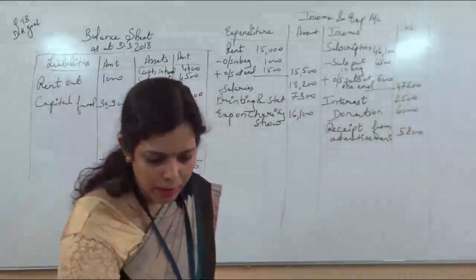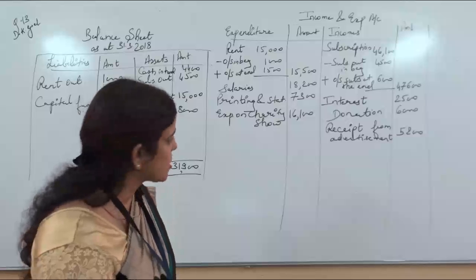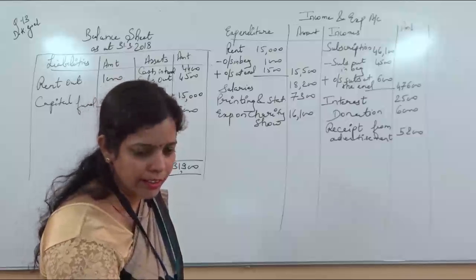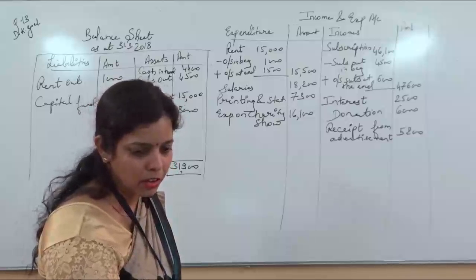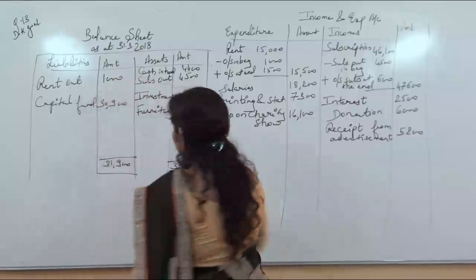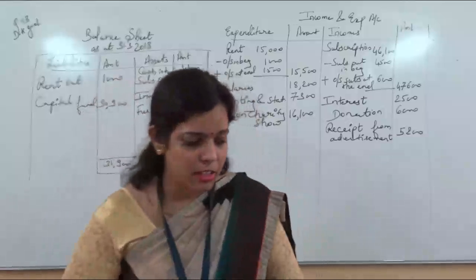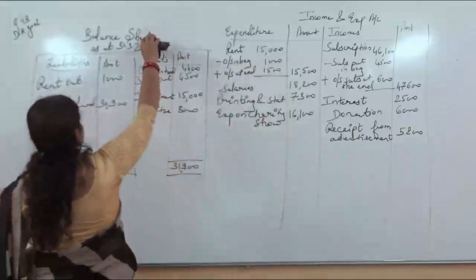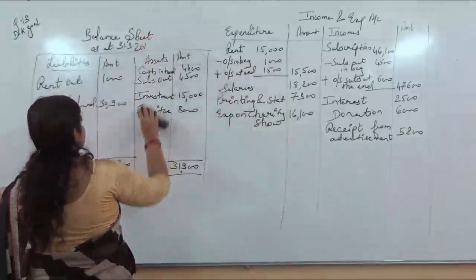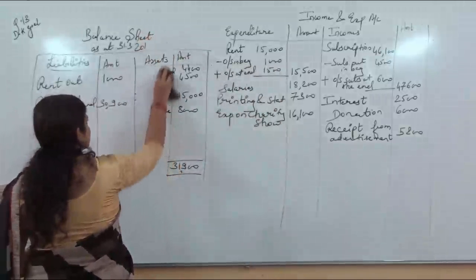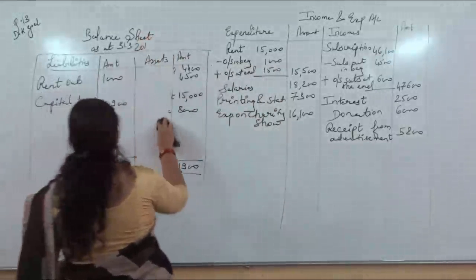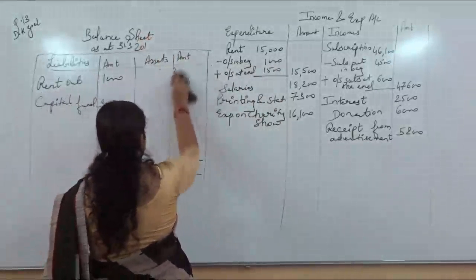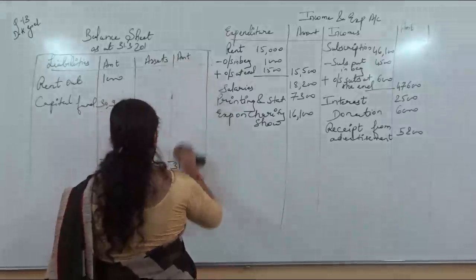Now let us make the balance sheet. Some items are still remaining, depreciation and all. We will take it from the balance sheet later on. Let us do the balance sheet. I am removing this previous year balance sheet and I am making the current year balance sheet. Okay. Just remember the capital fund, it is 30,900. We have to take it in the current year balance sheet.